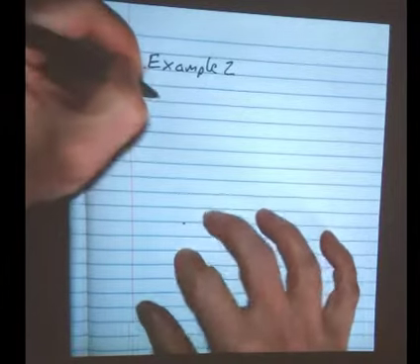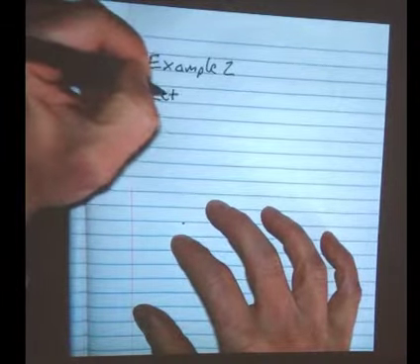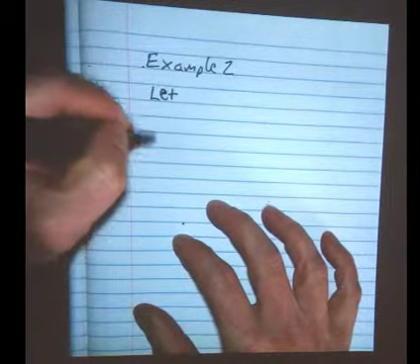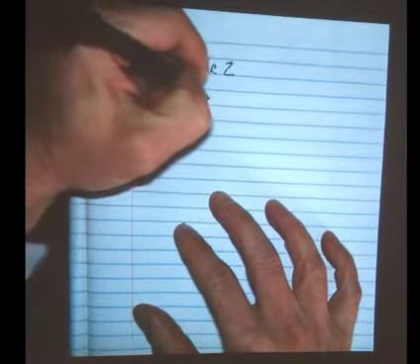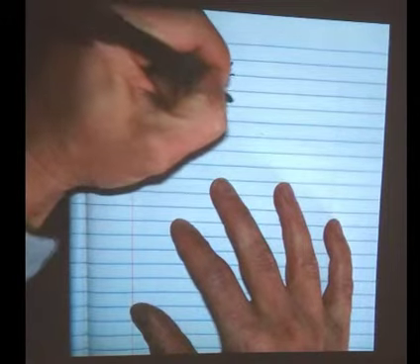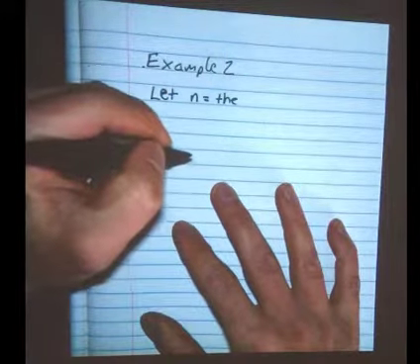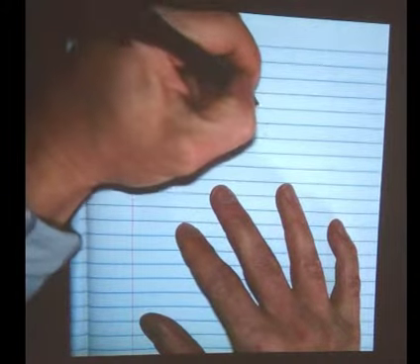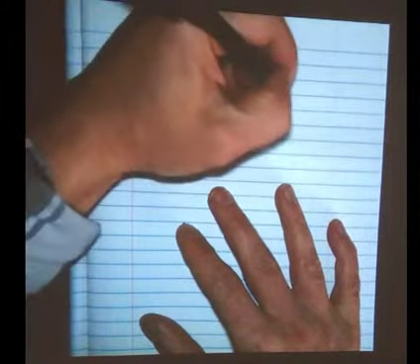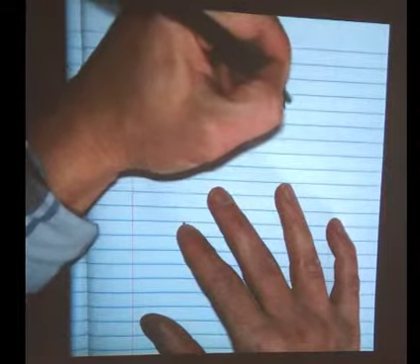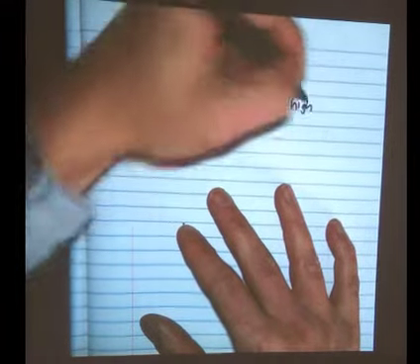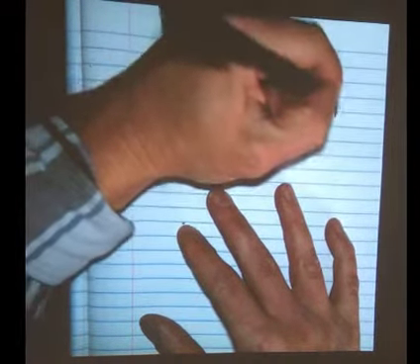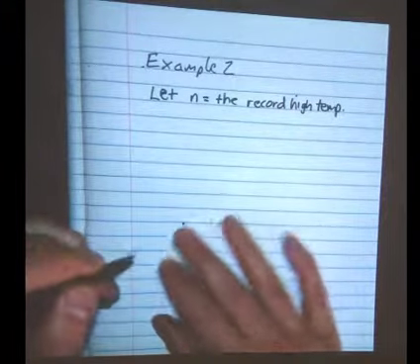So the first thing we need to do is declare a variable. So we're going to say let n equal the record high temperature. And that's what I wrote, but that's actually a mistake, and we'll fix it here in a second. So that's not the mystery number. We know what the record high temperature was. It was 98.3. So we only use a variable when we don't know what the number is.